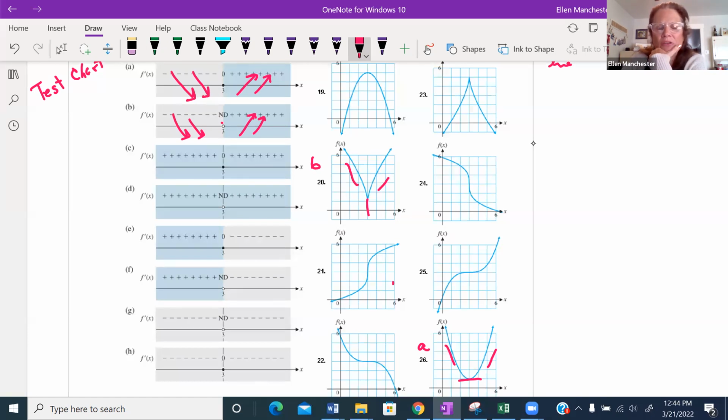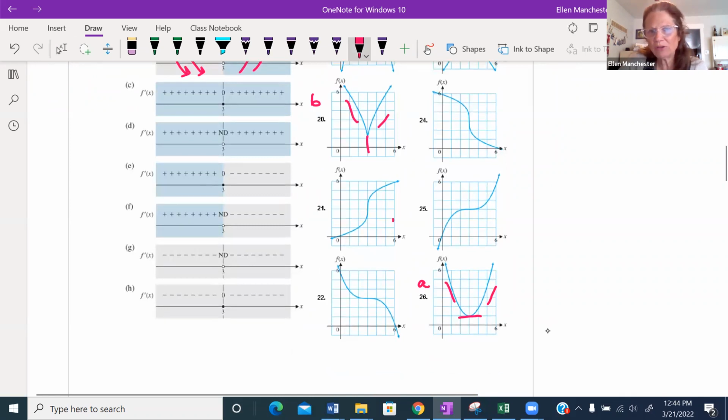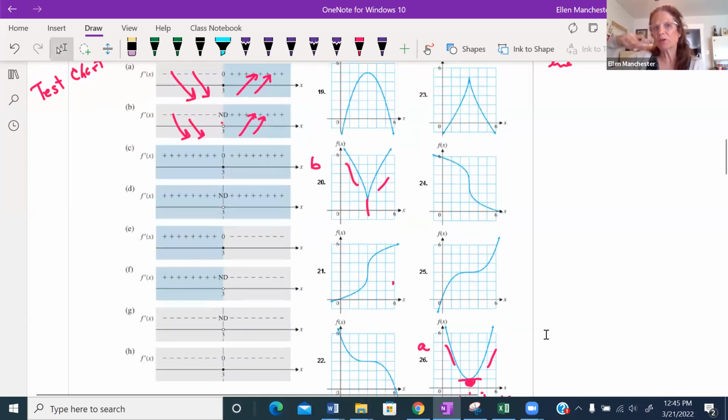Okay, so what we're doing is we're creating these test charts. We're reading these test charts to make sure that they fit our scenario. So what we're looking for is, where do things change, right? So on A, it went downhill and then it went uphill. Well, if you notice on number 26, you see how it goes downhill and then uphill? This point right here would be our minimum. Okay, so that's what we're looking for. We're looking for the lowest point or the highest point, and it will happen when you have a zero slope.